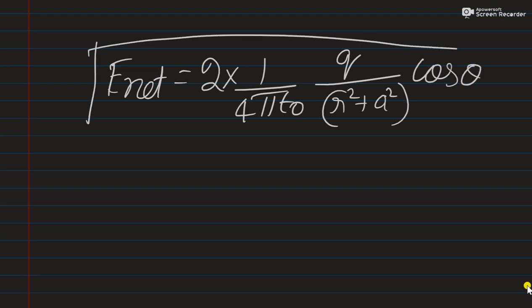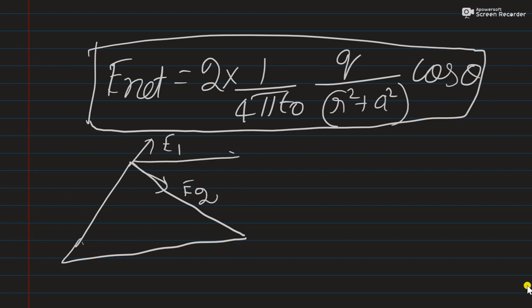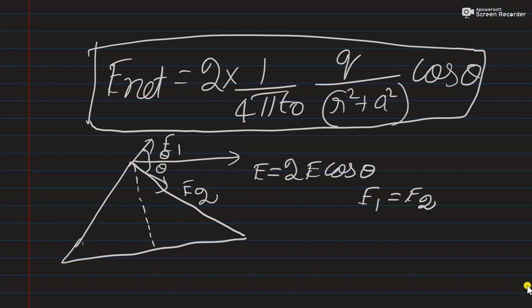So far, everyone understands this? Yes sir. Okay. So see here, I have the triangle like this. E1 this side, E2 will be this side. The net electric field will be this side, which is going to be E net is equal to 2 times E cos theta, because E1 is equal to E2. Now this is theta, this is theta, and this is theta.